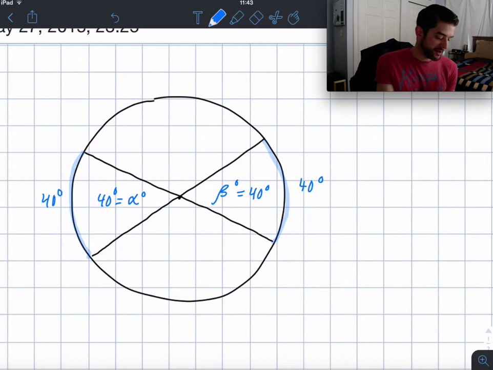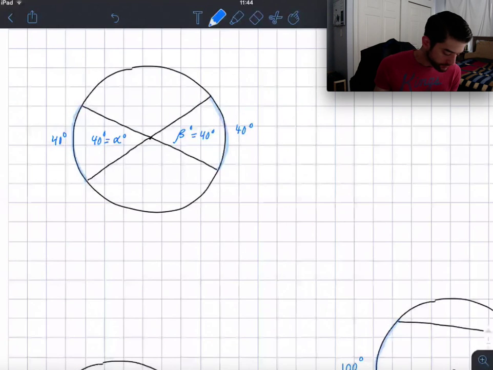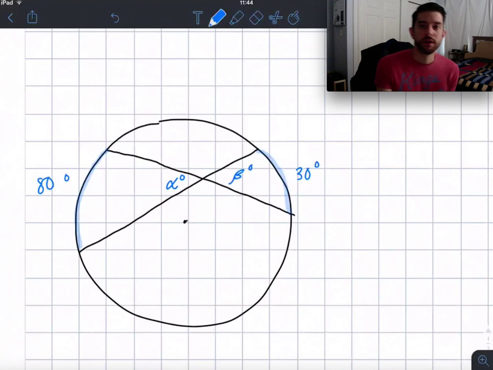So in this case we have angles alpha and beta. They're central angles, and the arcs they intercept are 40 degrees, so they're also 40 degrees. And they're also the same measure because they're vertical angles. So since alpha and beta are vertical, they're also 40. But what happens when two chords intersect, and they don't intersect in the center?